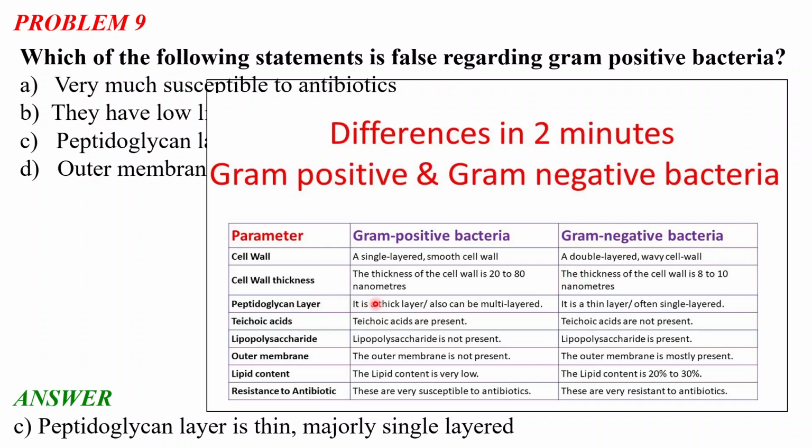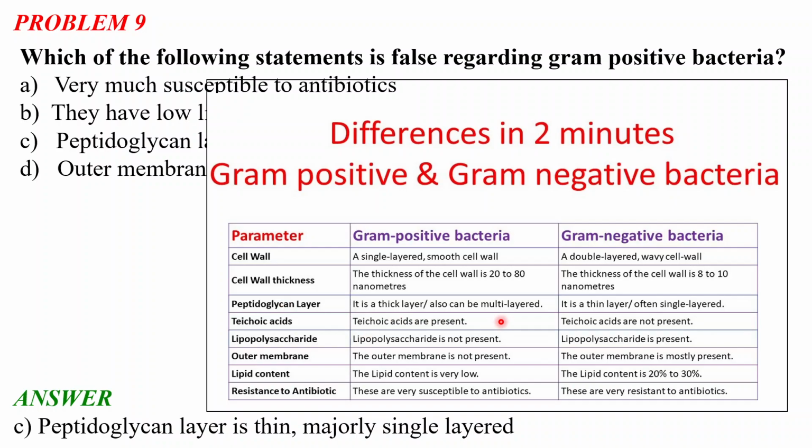The peptidoglycan layer is thick and can be multi-layered in case of gram positive bacteria, but in case of gram negative bacteria, the peptidoglycan layer is thin and often single layer. Some students get confused between the cell wall and peptidoglycan layer thickness because the two are opposite, so just be careful. Remember, the peptidoglycan layer is a thick or multi-layered layer in case of gram positive, but the cell wall is a single layer and smooth. In case of gram negative bacteria, the cell wall is a double layer wavy cell wall, but the peptidoglycan layer is a thin layer and often single layer.